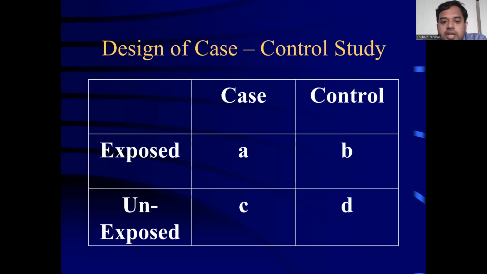So if you use a proper case and a proper control and the exposure is collected, then we get a table something like this. This is called a contingency table. This is a 2 into 2 contingency table. It can be 3 into 3, 3 into 2, 3 into 4, any number.